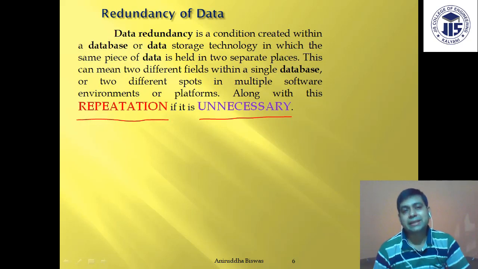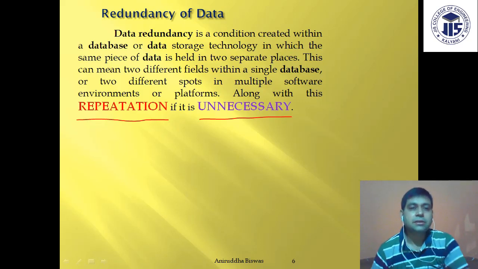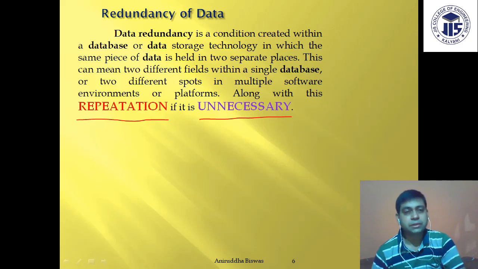If we talk about data redundancy, it is a condition created within a database or data storage, and it is a technology in which the same piece of data is held in two separate places. Not only two, it can be in multiple places. So this can mean two different fields within a single database or two different spots in multiple software environments or platforms.